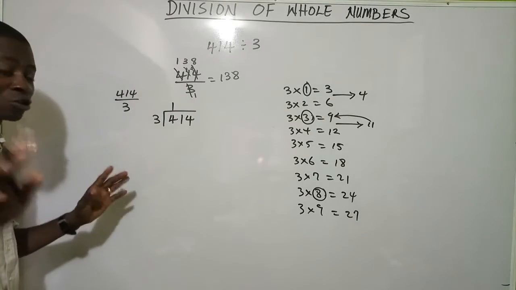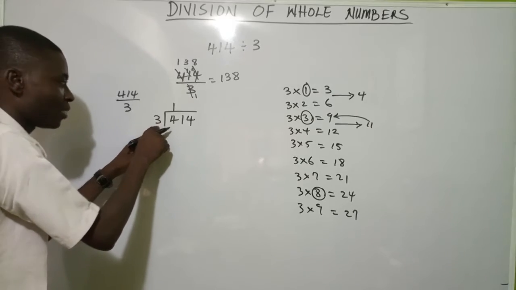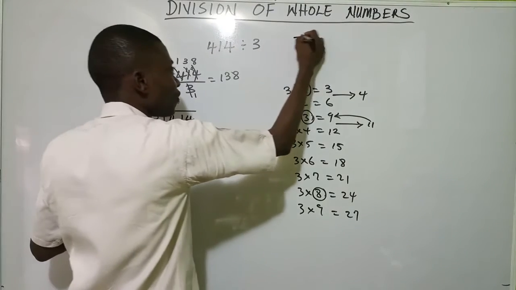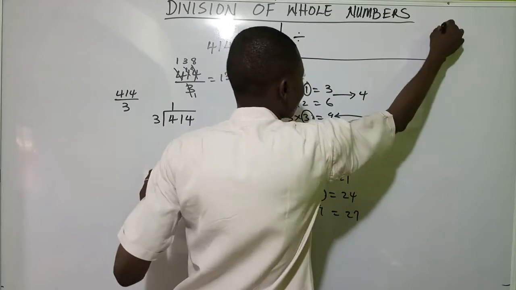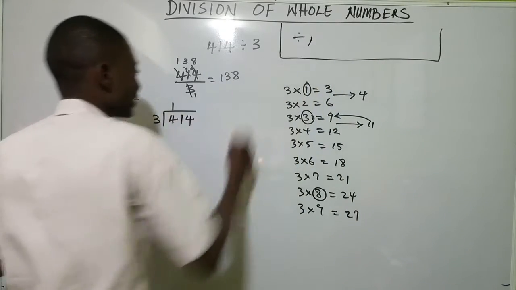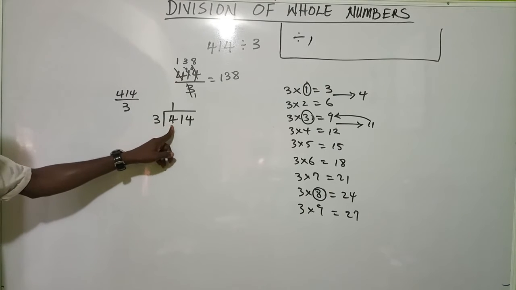So the first step is to do what? We're going to take note of what we are doing. We divide first by saying, how many 3 do I have in 4? So the first step, you divide. Watch what I'm going to fill in this box here. So the first step is to divide. Okay?